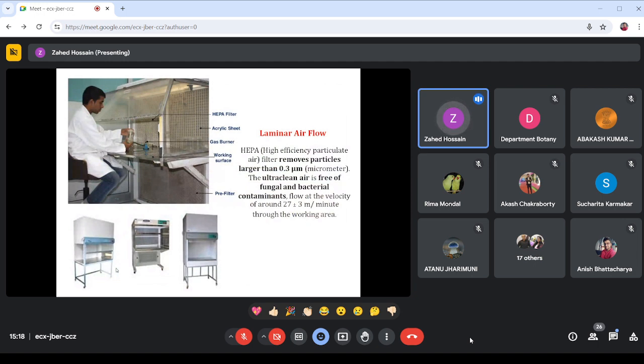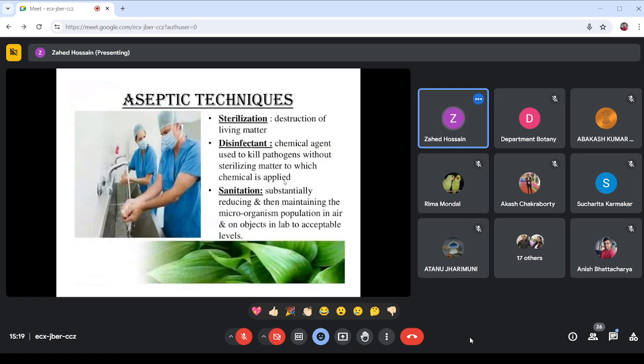You should remember the term HEPA. HEPA means high efficiency particulate air. Basically it removes particles larger than 0.3 micrometer. That means it has a very small pore size. Once the air comes through this HEPA, it is expected to give ultra clean air which is free of fungal or bacterial contaminants, free of fungal spores and bacteria. The efficiency of this laminar hood depends on the quality of the HEPA, and the price of this cabinet also depends on the HEPA.